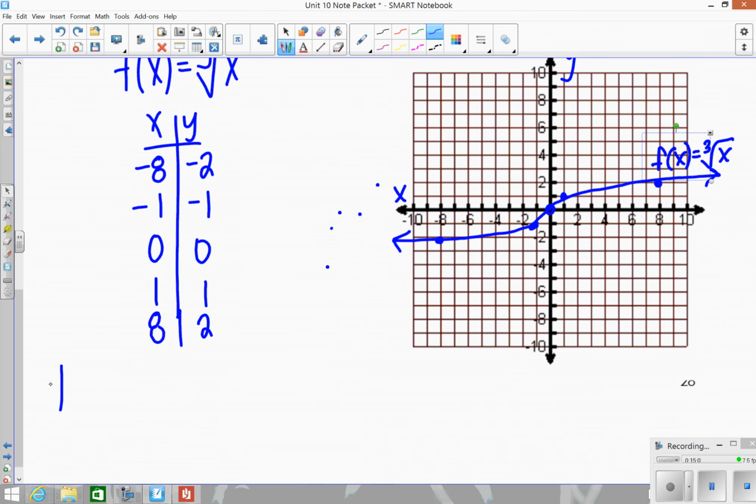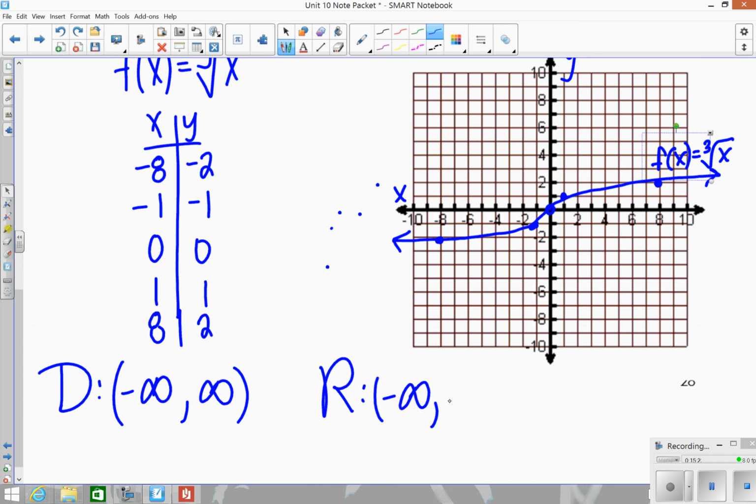So in the last thing, looking at the domain of this, it's going to keep on going in both directions for x. You can plug in any number you want for x. In the range, it will keep getting smaller and smaller, and it will keep getting bigger and bigger in terms of y. So the range is going to be negative infinity to positive infinity as well.